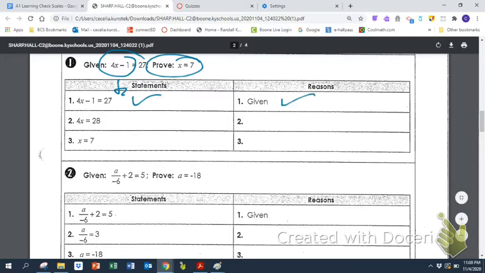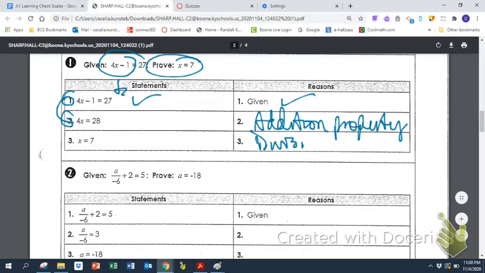So they gave us this, and we're going to rewrite it here, and then the first line is always going to be given. Now the next line, how did we go from 1 to 2? We added 1. So that is going to be your addition property. And then on the last one, how did they get x equal to 7? Well, they clearly divided. So that is your division property.